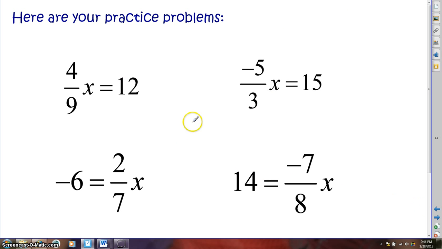Alright, now it's your turn to try. Here are your 4. So in the boxes at the bottom of your sheet, fill in with these questions. 4/9 x equals 12. -5/3 x equals 15. -6 equals 2/7 x. And be careful on this one because your variable's over here on the right. But you're still using the reciprocal. And 14 equals -7/8 x.